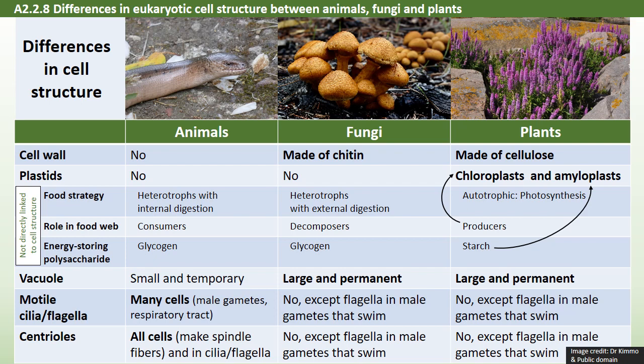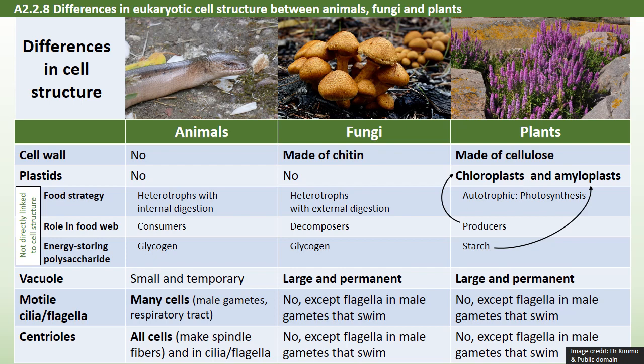Differences in cell structure between animals, fungi, and plants. First, cell wall. Animals don't have that. Fungi and plants do, but they are not made of the same thing. Plastids. Animals and fungi don't have that. Plants do. They have chloroplasts and amyloplasts. Chloroplasts, that's where chlorophyll is located, that's where photosynthesis happens. And amyloplasts, that's where plants store starch.